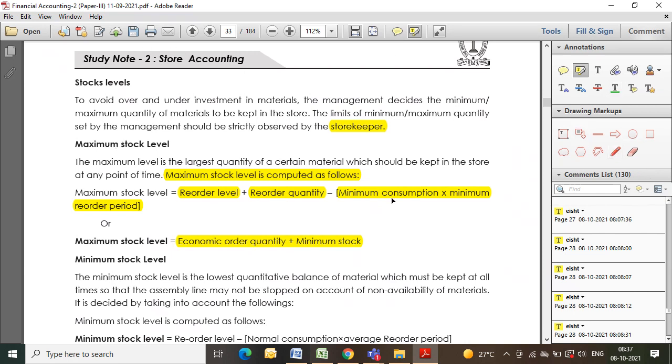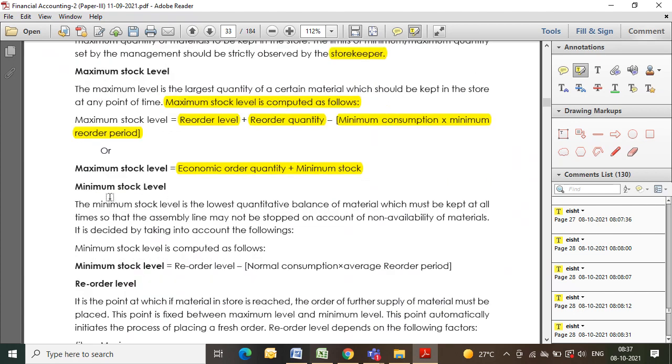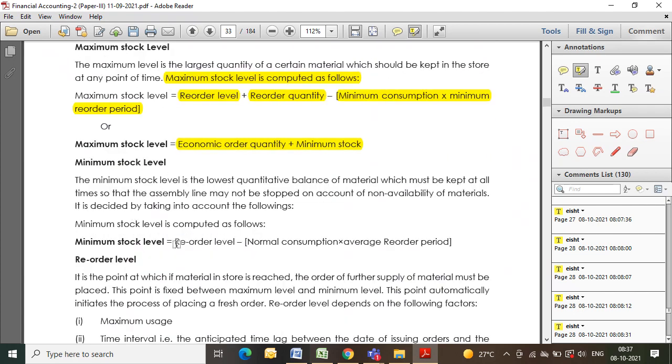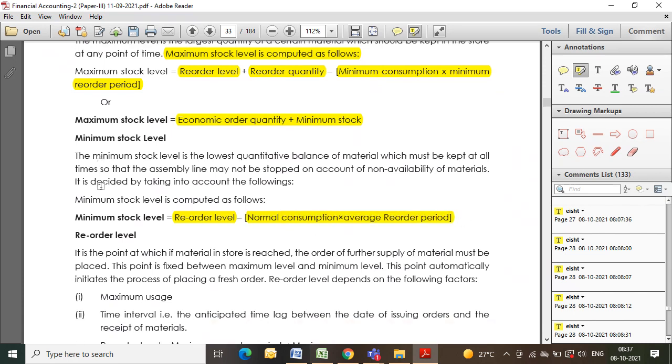Okay. Now moving to part 2, the minimum stock level. Minimum stock level is equal to reorder level minus normal consumption into average reorder period. So this is the minimum level. Just to give you an idea of what maximum level means and what minimum level means, just to understand the basic concept.